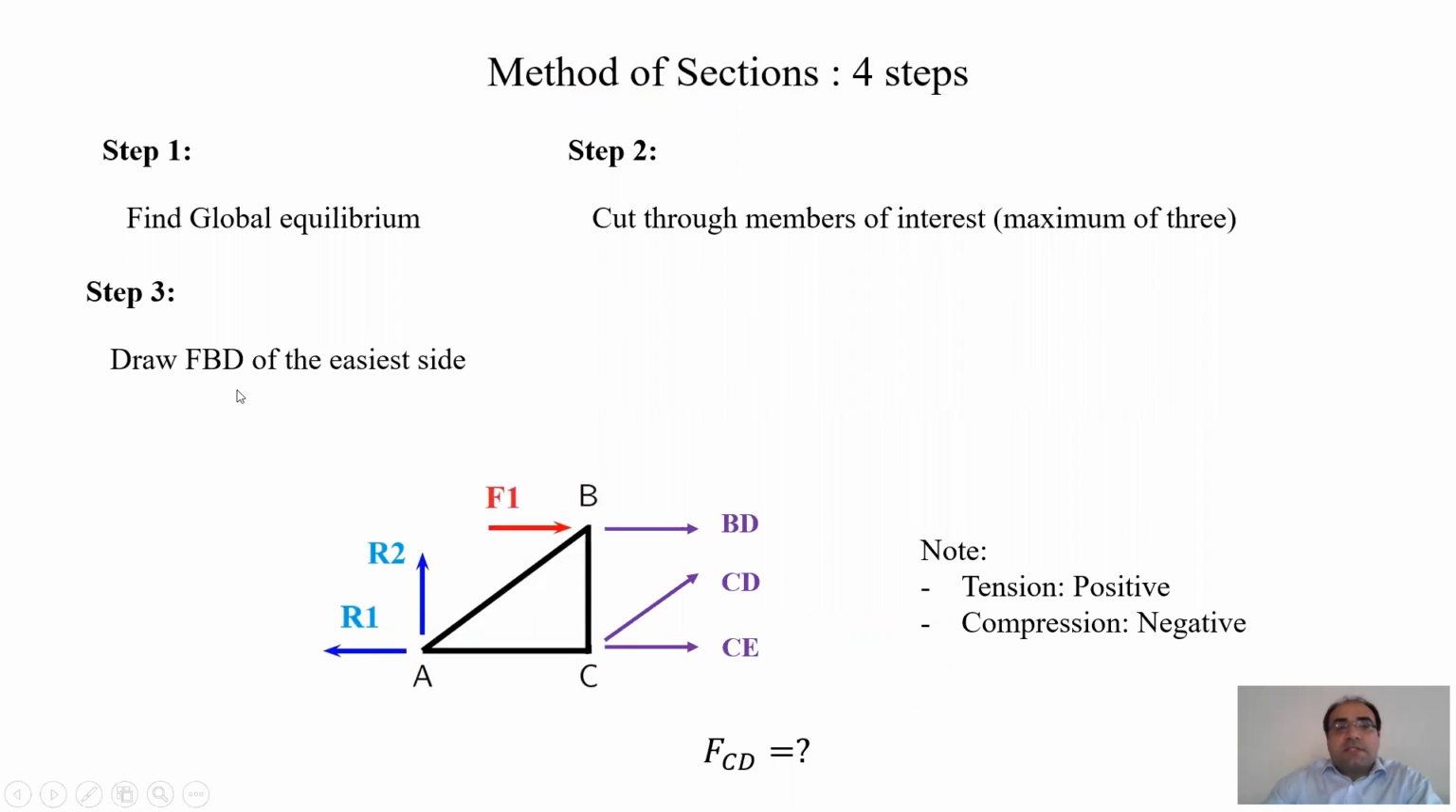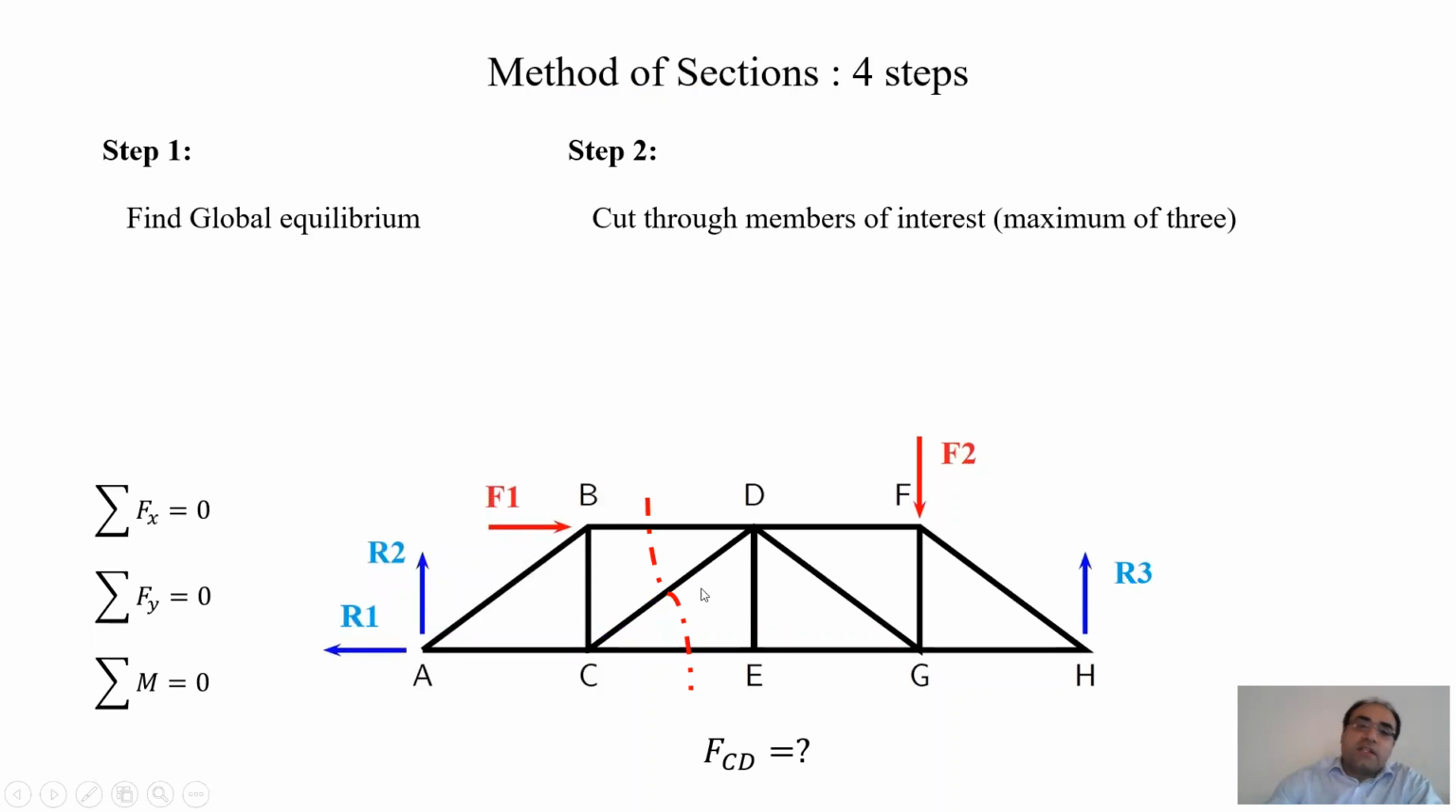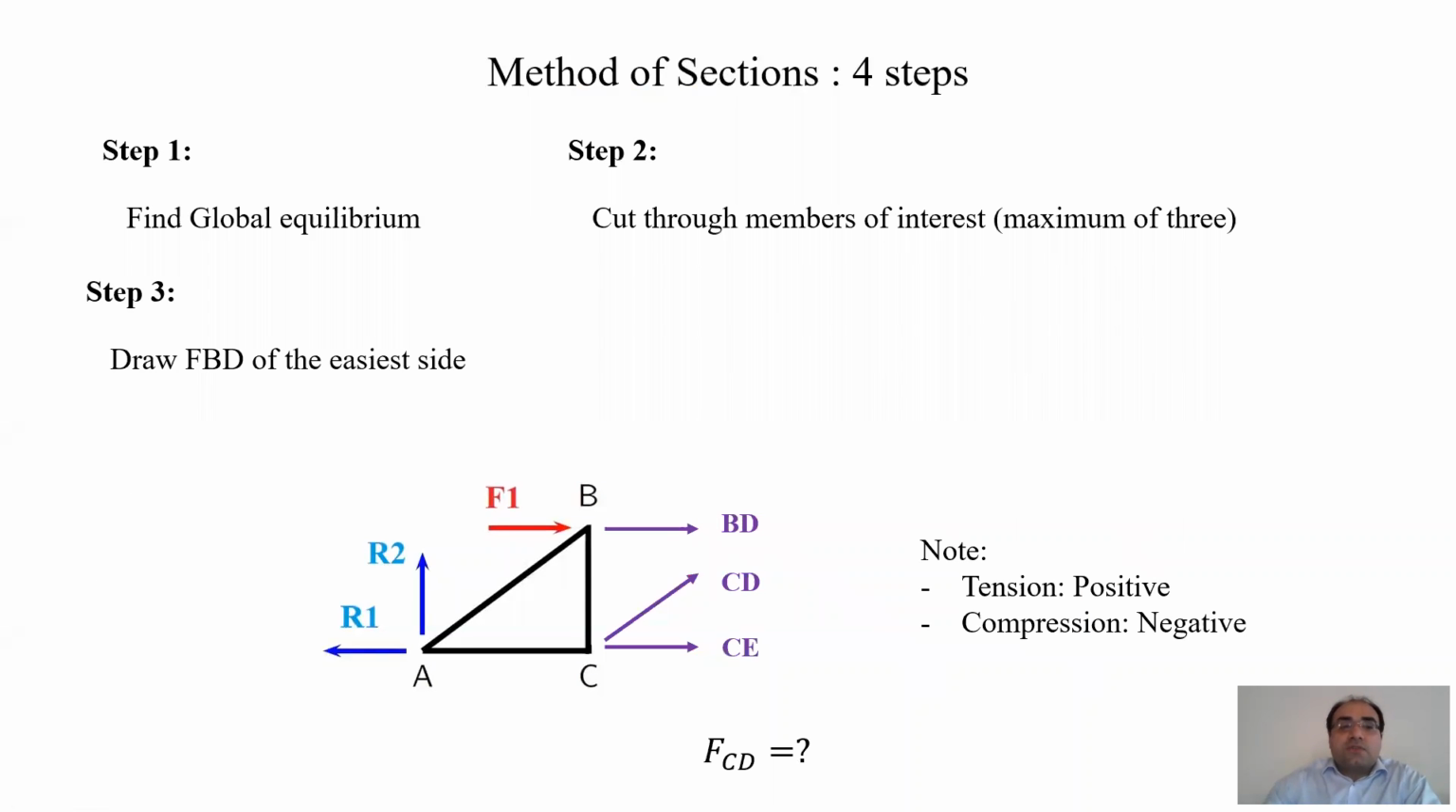Then the next step is we should basically draw the free body diagram of the easiest side, because as I mentioned, it has a left hand side and right hand side. We can choose either of them. We can get the answer. However, it's easier to, for example, for this case, draw the free body diagram of the left hand side because it's smaller and it's easier.